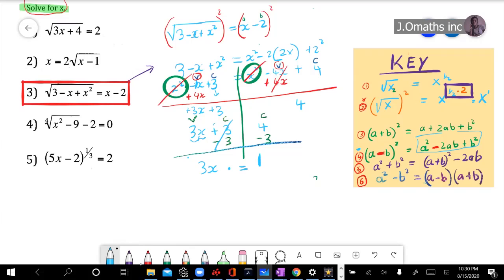At this point, we have our variables and constants separated, so we're left with a coefficient of x, which is 3, and we can divide both sides. 3 divided by 3 is 1, x equals 1/3. 1x is 1/3.